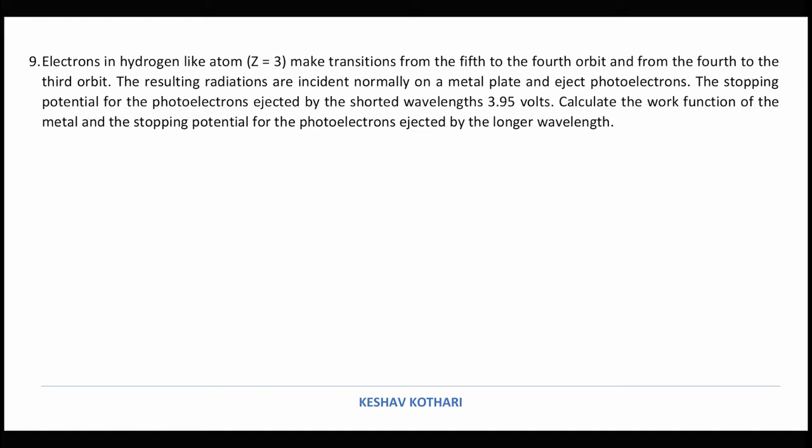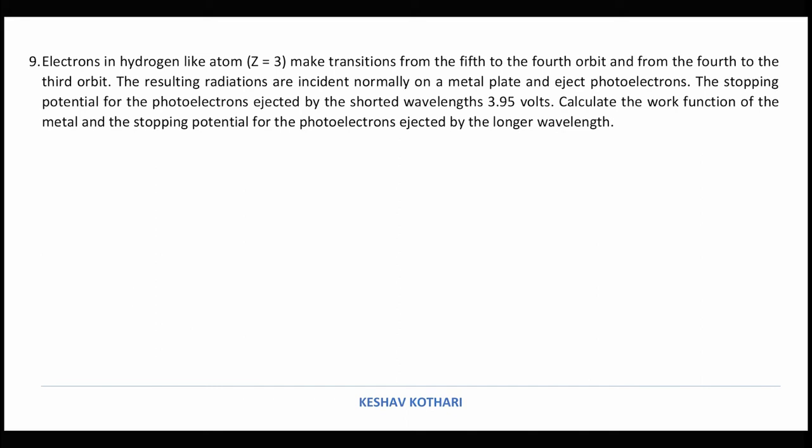The resulting radiations are incident normally on a metal plate and eject photoelectrons. The stopping potential for the photoelectrons ejected by the shortest wavelength is 3.95 volt. Calculate the work function of the metal and the stopping potential for the photoelectrons ejected by the longer wavelength.